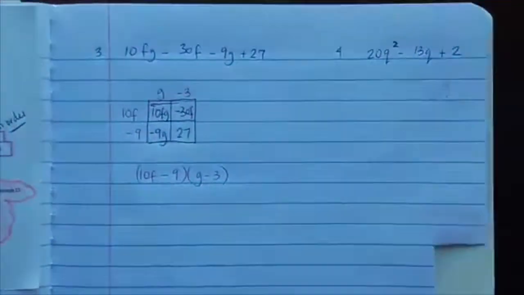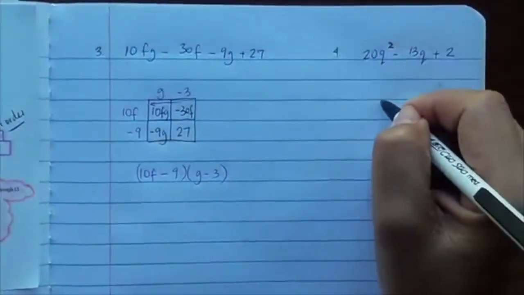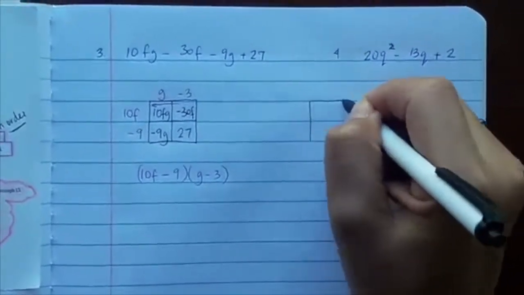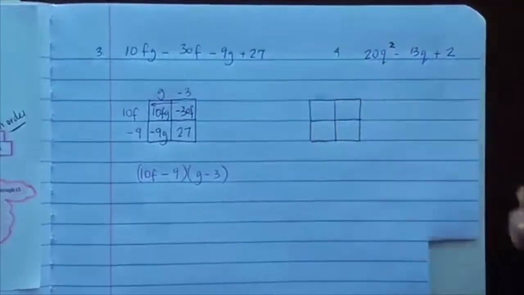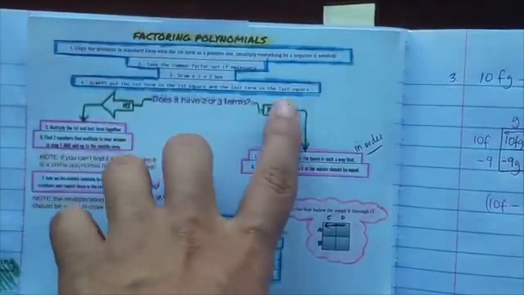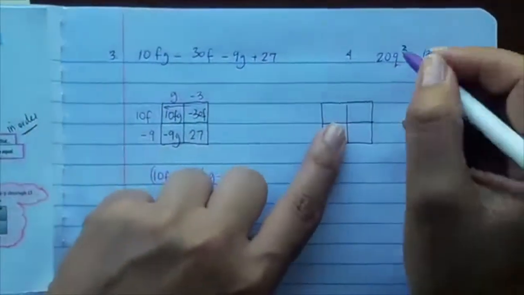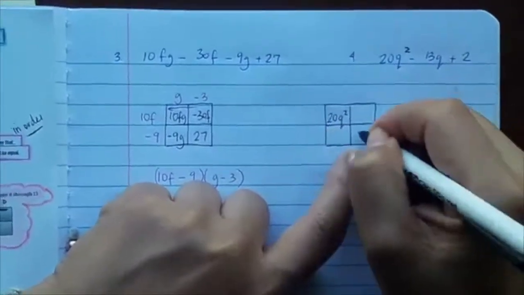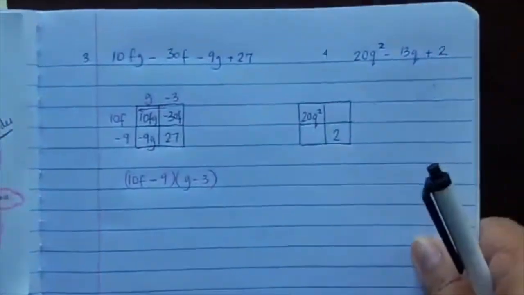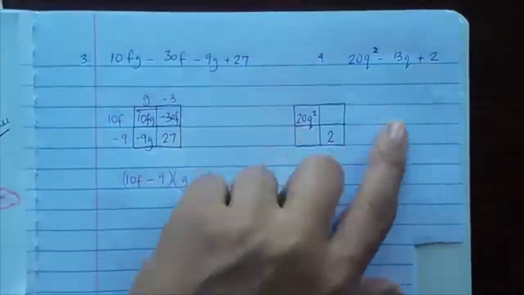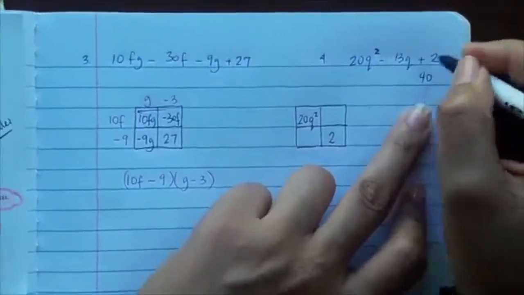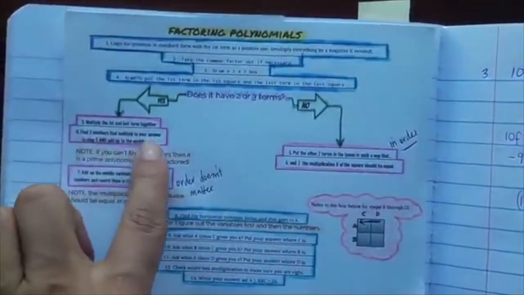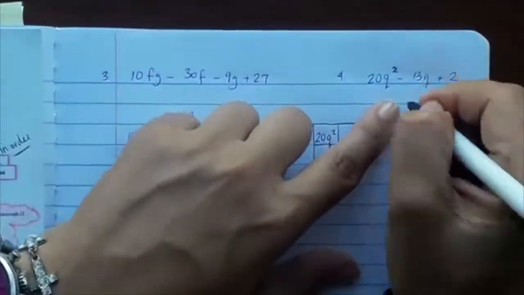So again, 2 terms. This time I'm going to show you how to find the 2 numbers without a calculator, because sometimes this can get really lengthy. Again, 2 by 2 box. First term in the first box, last term in the last box. And then you need to find 2 numbers that multiply to, so again you have to do the first term times the last term. So 20 times 2, which is 40. So 2 numbers that multiply to 40 and add to negative 13, the middle term.